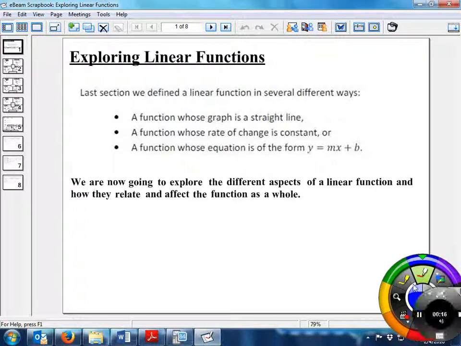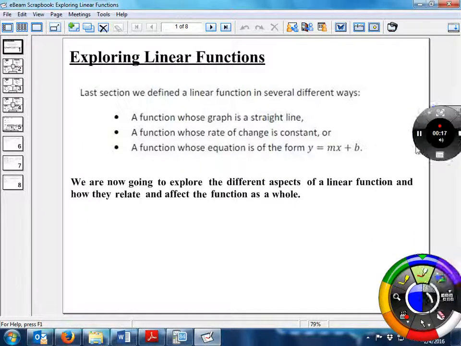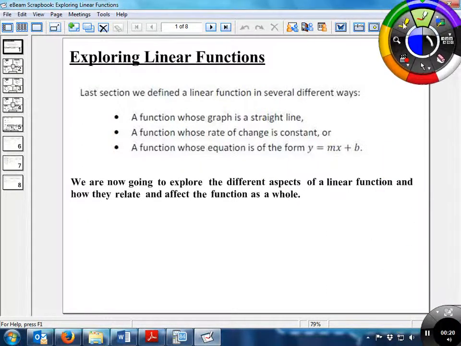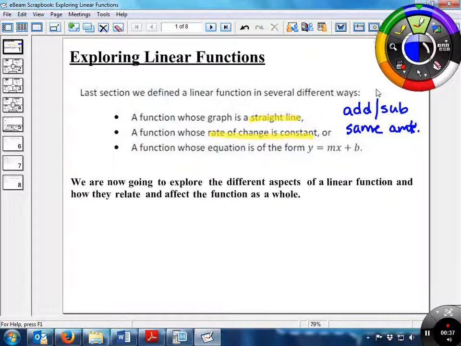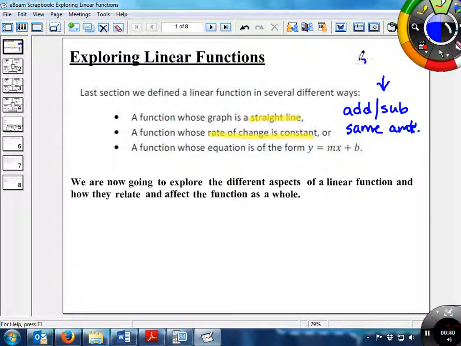Okay, so in the last section, we said that a linear function is going to form a straight line whose rate of change is constant. That means you're always adding or subtracting the same thing. And we referred to this as our slope, and that's a key word that you're going to be hearing a lot. We also said that it is going to be in the form of y equals mx plus b.